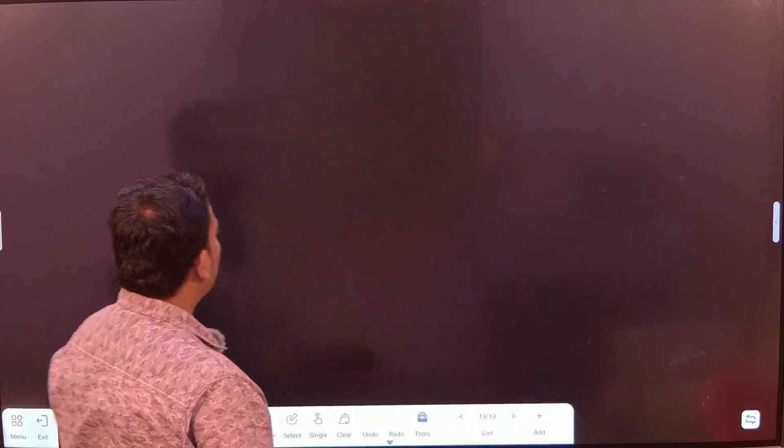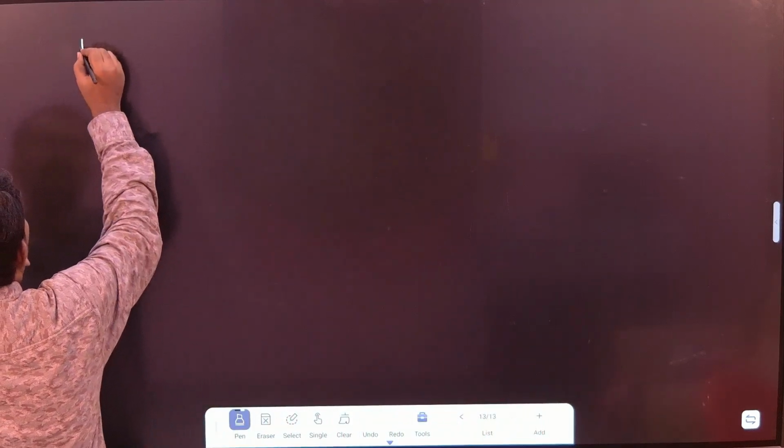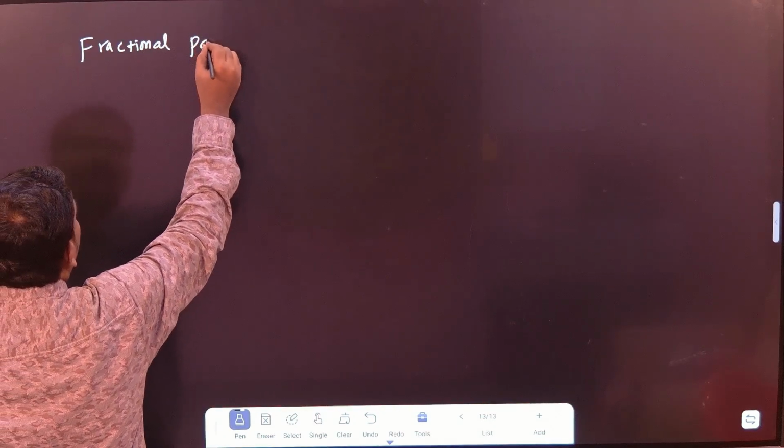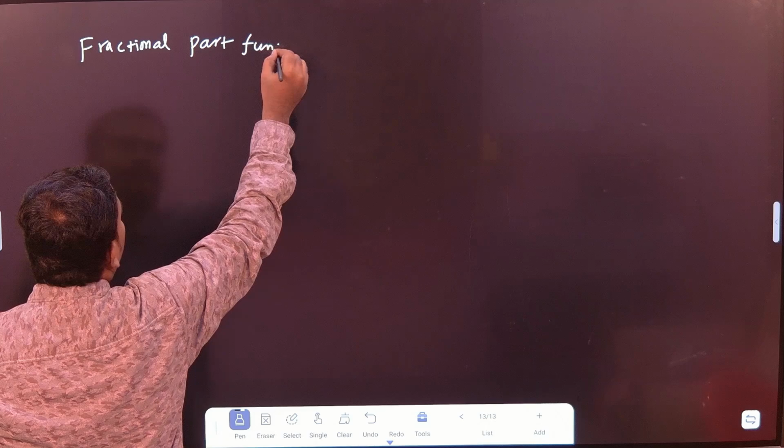The greatest integer function is a function from real numbers to integers. So we need to find the greatest integer less than or equal to that number, right? Okay. So we'll do more problems. First we'll understand the fractional part function and then what is the relation between the greatest integer function and the fractional part functions, right? Okay. Let's understand the fractional part functions.